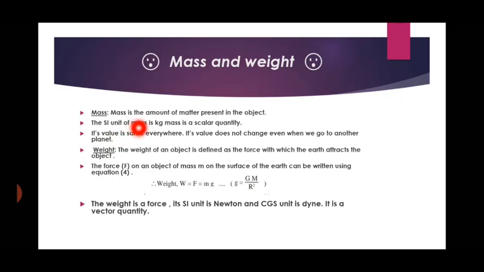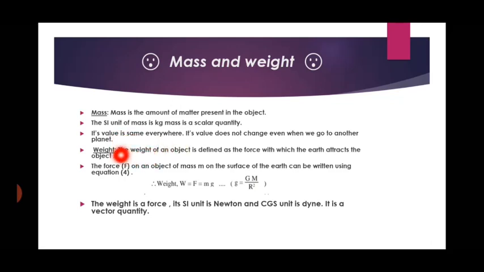Now the SI unit of mass is what? Kilogram. So what is the CGS unit of mass? The CGS unit of mass is the gram. Next, mass is a scalar quantity and its value is the same everywhere. That means its value is constant. Its value does not change even when we go to another planet. So mass is constant everywhere.